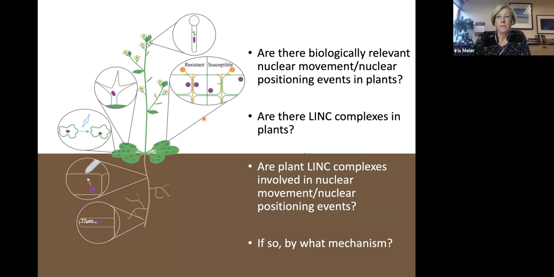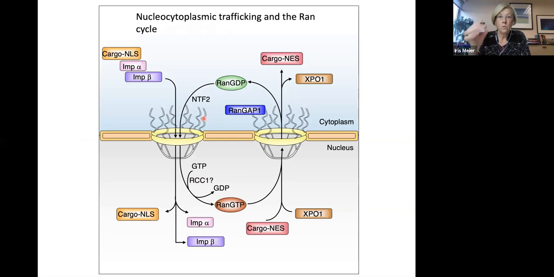Are there LINC complexes in plants? So to get you to this question, I have to take you a little bit back now into the history of the Meier lab, and I'll take you back pretty much exactly 20 years ago, when my lab was studying the RAN cycle, which is part of the regulation of nuclear import and export. And we were studying a specific aspect of that, and that is how this accessory protein here called RanGAP, Ran GTPase activating protein 1, is sequestered and anchored at the cytoplasmic surface of the nuclear pore, and specifically how is that done in plants.